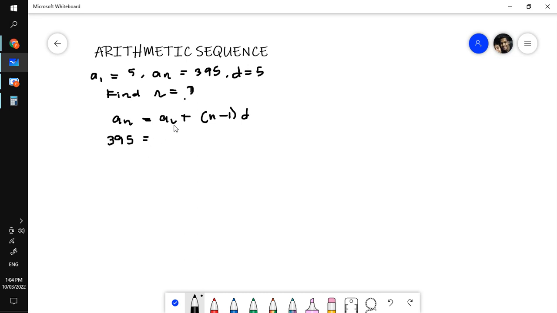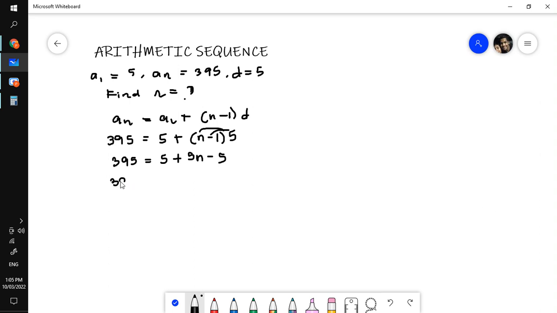395 equals a sub 1, that is 5, plus n, that is still unknown, minus 1 times the common difference, which is 5. So we have 395 is equal to 5 plus, this time we do have a parenthesis. So we will be distributing each term inside that one to outside. So n times 5, that's 5n. Negative 1 times 5, that's negative 5.